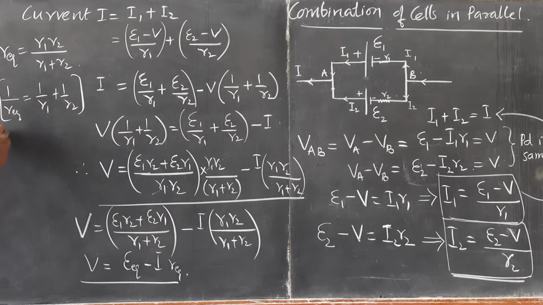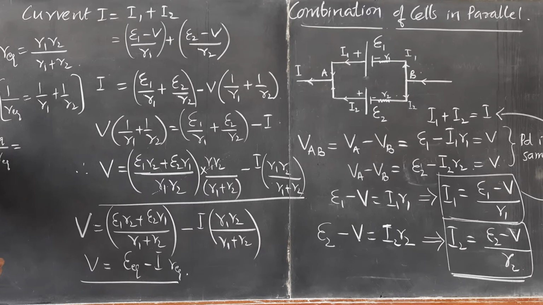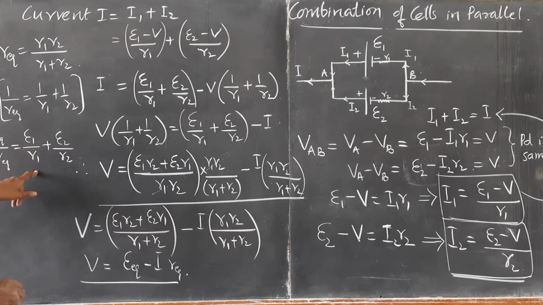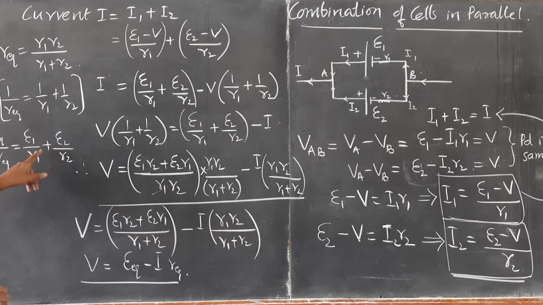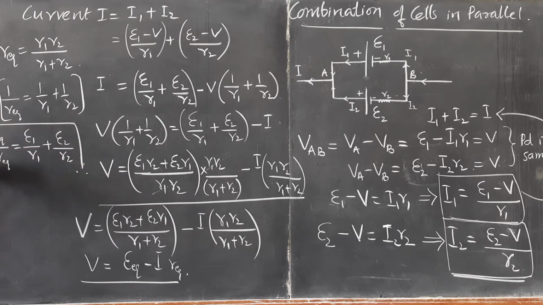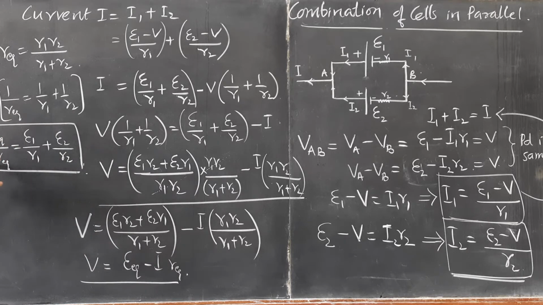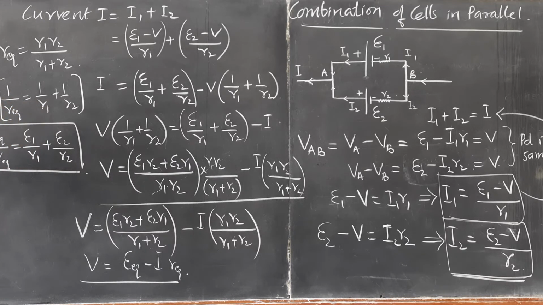Next, E equivalent by R equivalent. It's easy to remember. E equivalent by R equivalent, if you take it out, becomes E1 by R1 plus E2 by R2. Okay. These two equations are helpful for finding the ratio of E equivalent to R equivalent, E1 by R1 plus E2 by R2, and 1 upon R equivalent is equal to 1 upon R1 plus 1 upon R2.